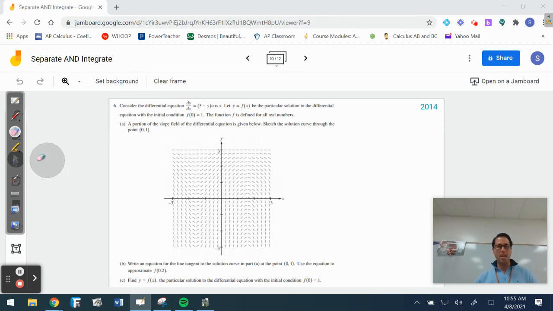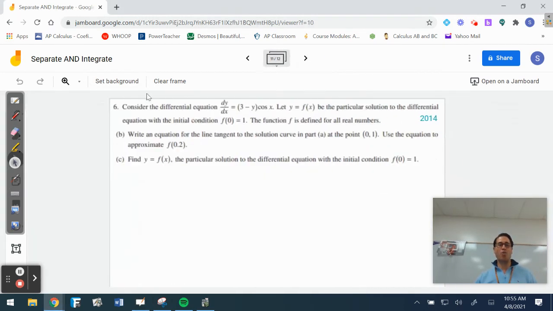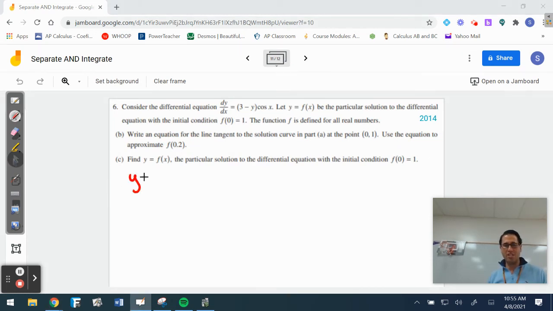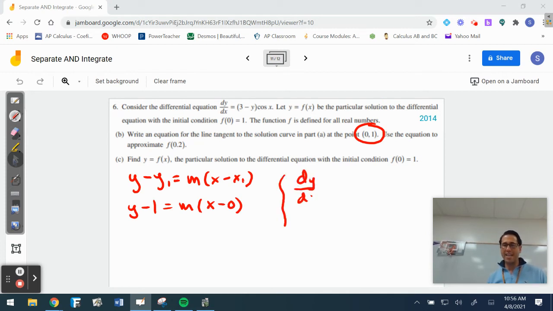Oh, sweet. The next one says, find the equation of a tangent line. Well, we all know what to do if it says find the equation of a tangent line. That's just y minus y1 equals m times x minus x1. Well, they give me the initial condition, which is a 1 for y1 and a 0 for x. Well, I got to find the slope. How do I find the slope? Well, that's just dy/dx when your x is 0 and your y is 1. Well, that's nice and easy, right? That's 3 minus 1 cosine of 0. Well, cosine of 0 is 1, so that's just 2.